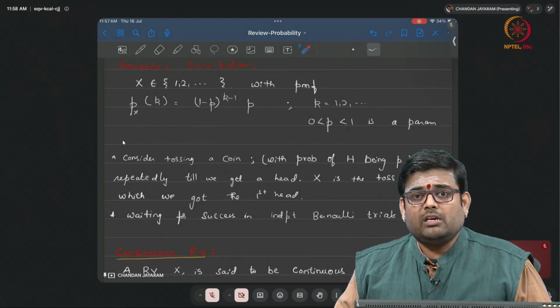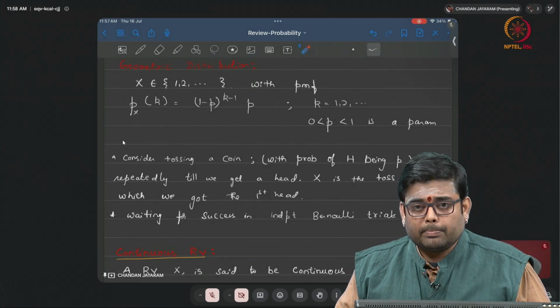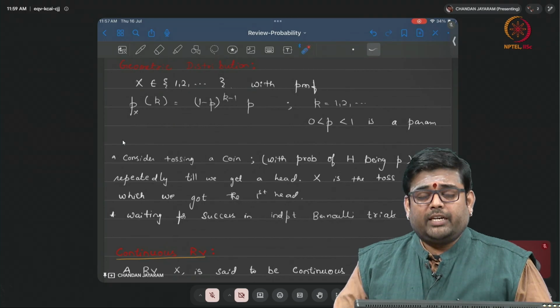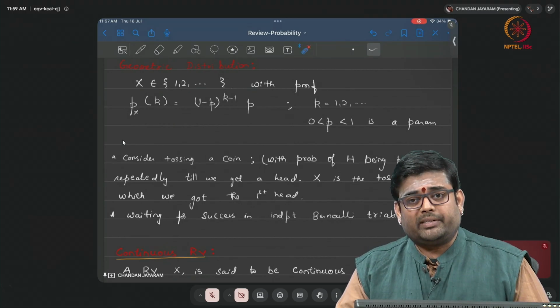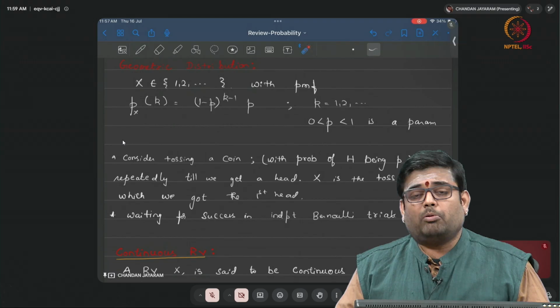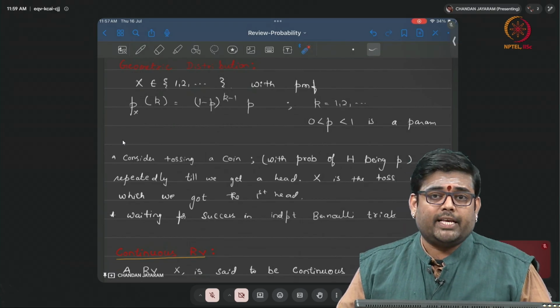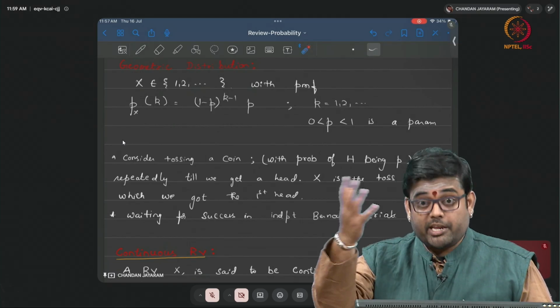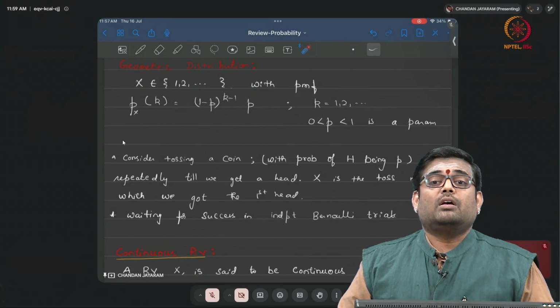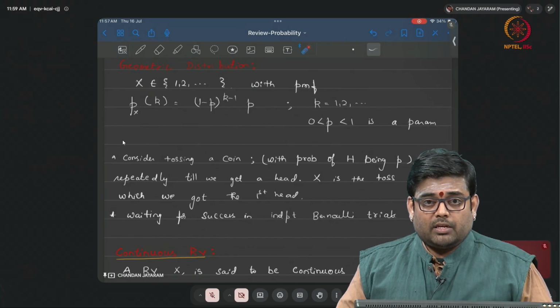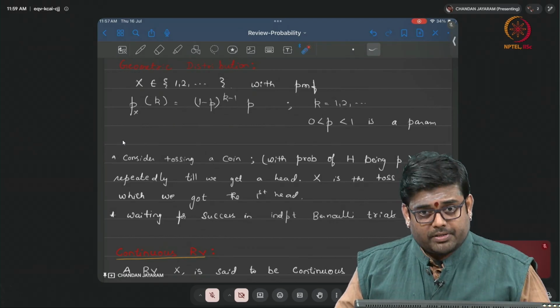This is where we conclude these tutorials. What did we see till now? We looked at the definition of probability, conditional probability, the Bayes rule, the idea of independence, multiple variations of independence, and then we looked at random variables. There we specifically looked at discrete random variables.